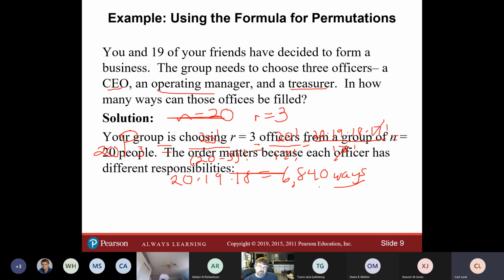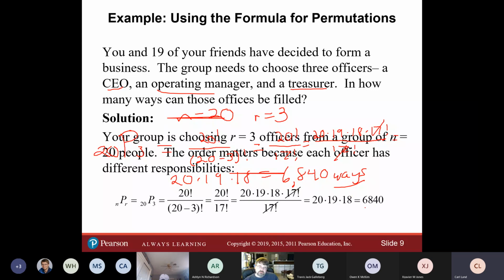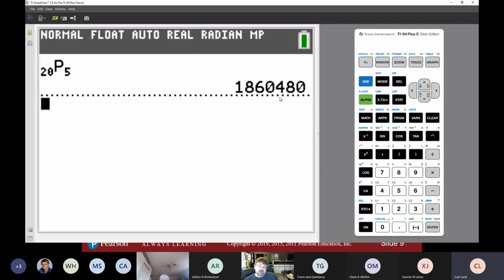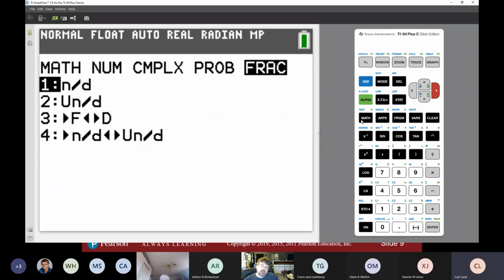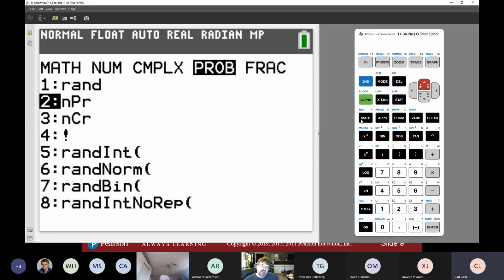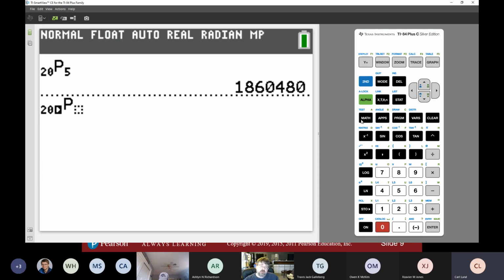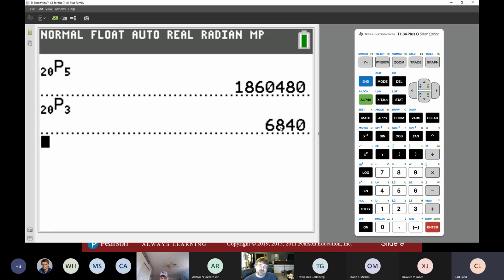Again, we want to label. And again, using a calculator becomes much simpler. Math, probability, nPr, P for permutation, 20P3, 6,840.